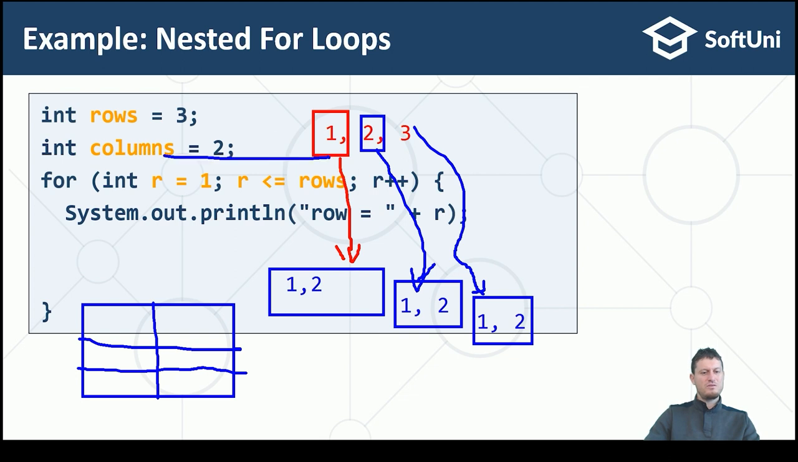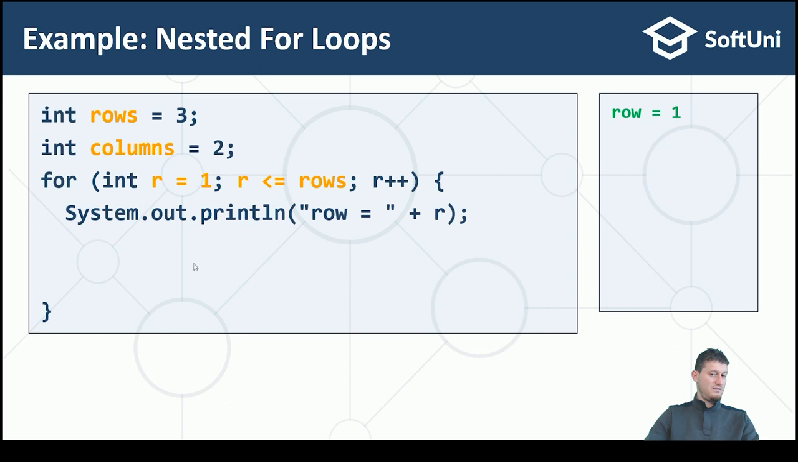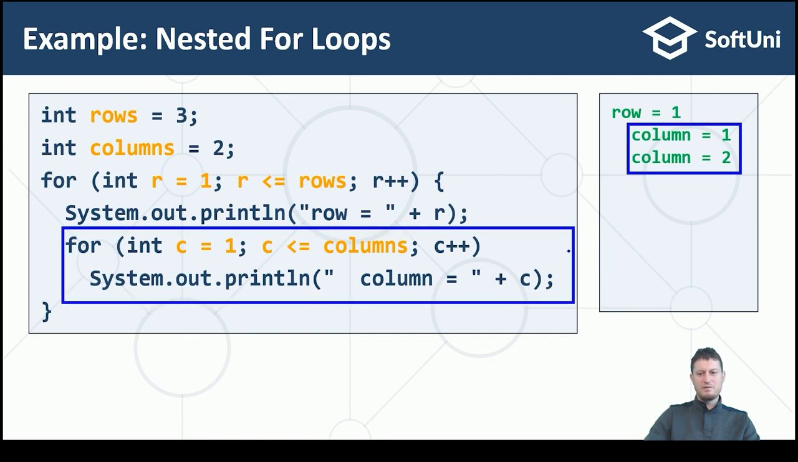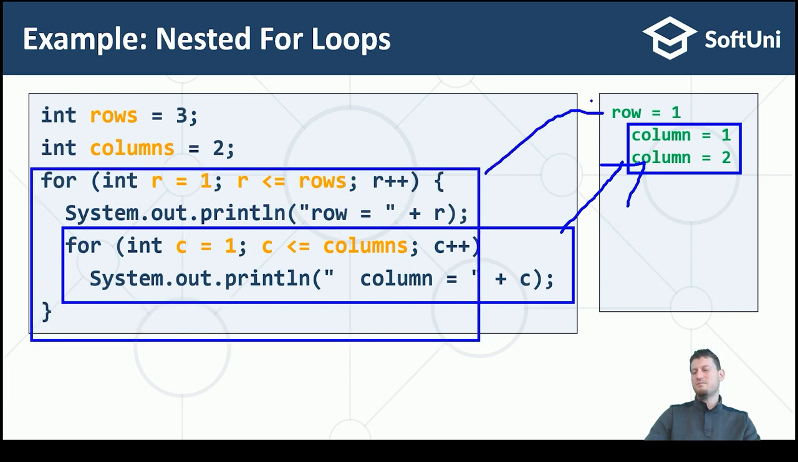Okay? So here I will print the row number. And then this will print something like this. I will iterate from 1 to the number of columns and will print the columns with a leading space here. And this will print this. The inner loop here will produce this. The outer loop here will produce this.